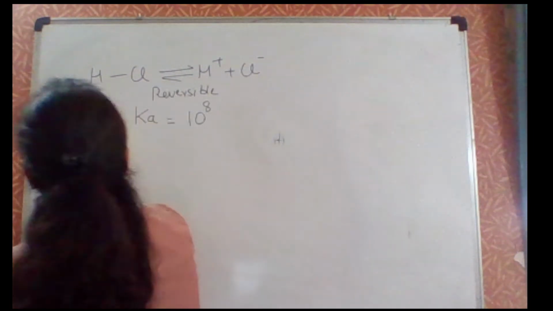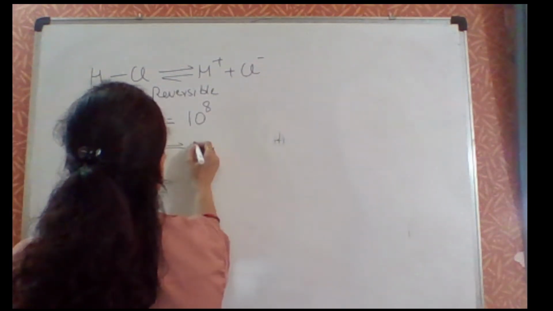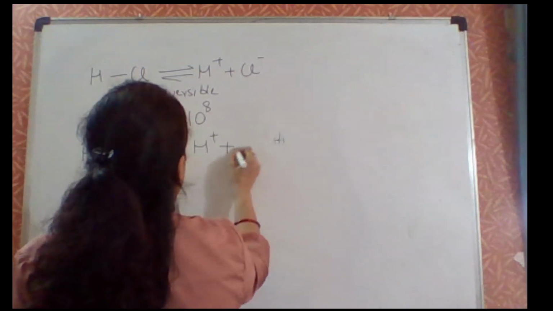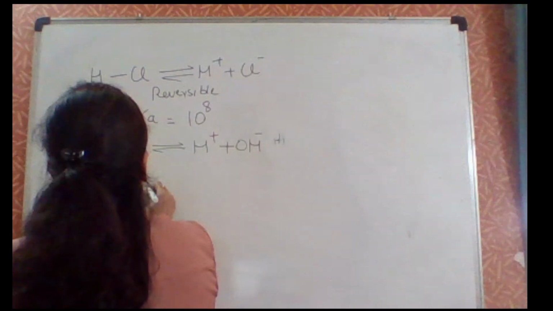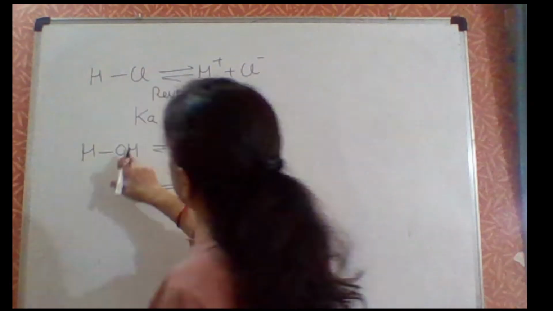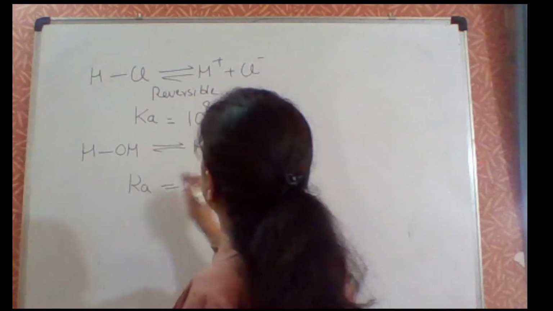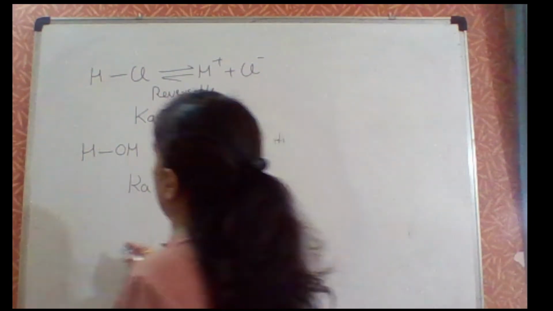Let's take one more sample reaction. Sample reaction of water. Again, this is a reversible reaction giving H ion and OH ion. The dissociation constant of this reaction, basically the dissociation constant of this acid, is found to be around 10 raised to the power minus 15 experimentally.